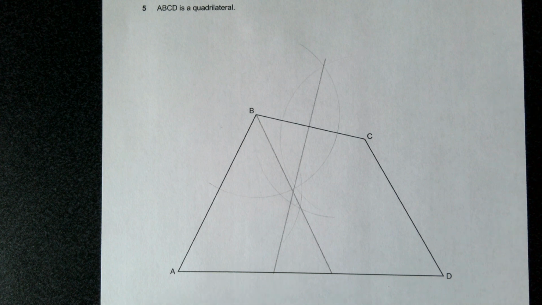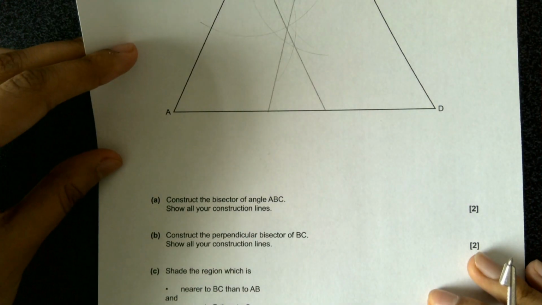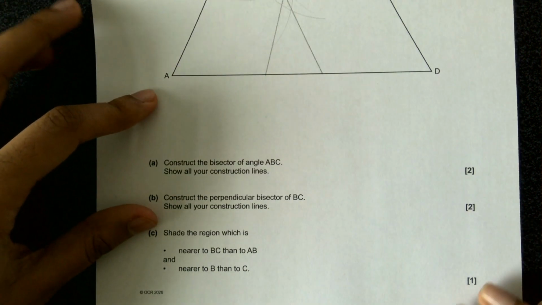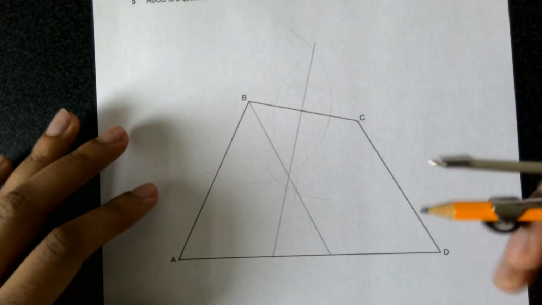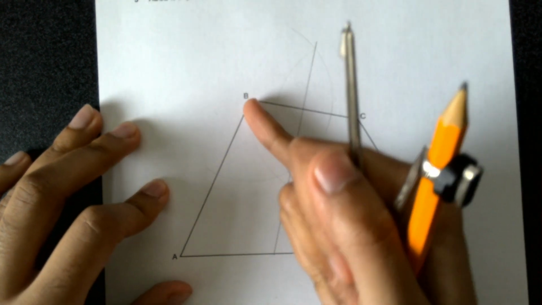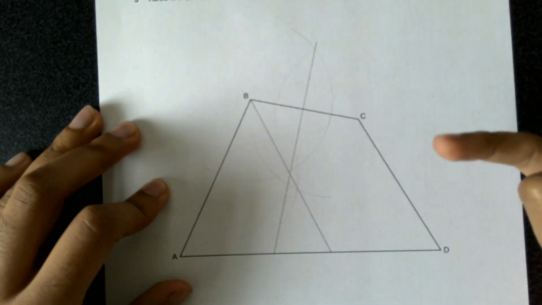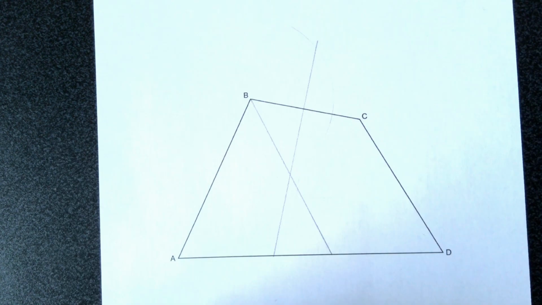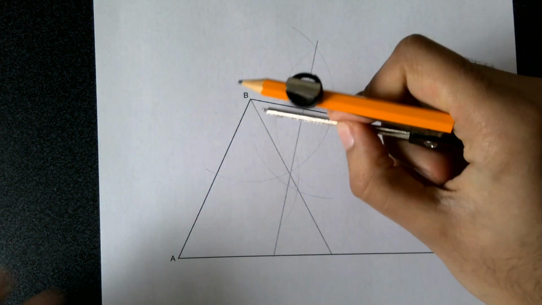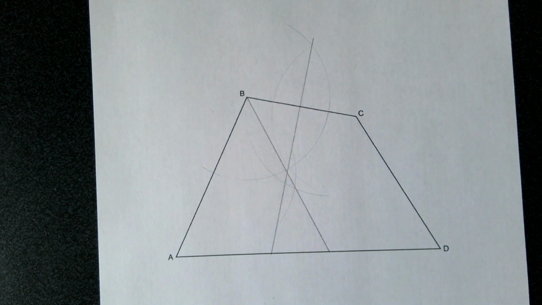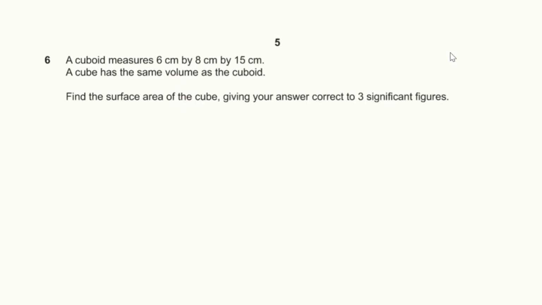And then for part C, we have to shade the region which is nearer to BC than to AB and nearer to B than to C. Well, I want it to be nearer to BC than AB, so I want it above this line, everything above over here, and then I want it to be closer to B than to C, so I want it to the left here as well. So the region I want is the region enclosed by this triangle. So let's shade in all of that. Here is the required region.